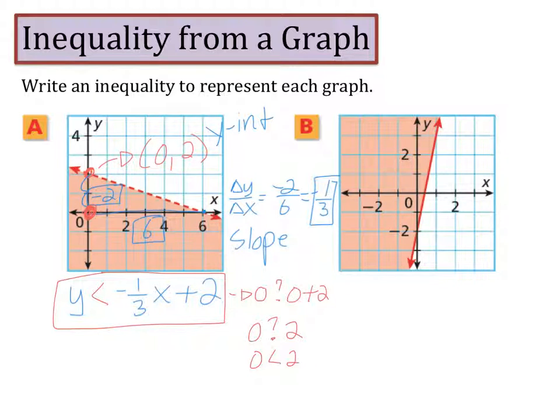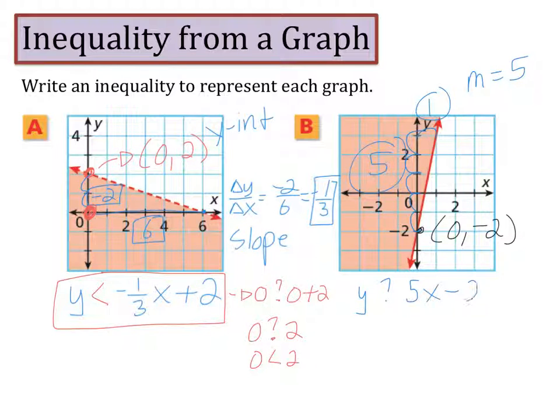Alright, let's try part B. For part B, similarly, we're given our y-intercept as 0, negative 2, and we're able to find the slope. So we just count up 1, 2, 3, 4, 5. So positive 5 over 1. So our slope is 5. So now we have y, and then I'll write a question mark here, 5x minus 2.